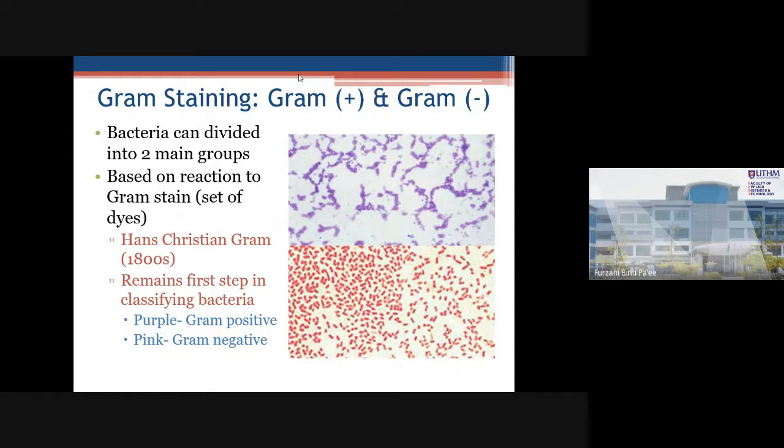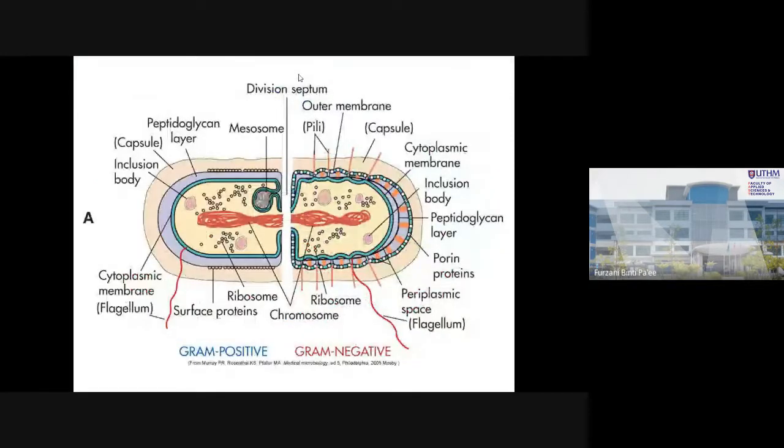The result is, if the cells are stained purple, then it is a gram positive bacteria. But if the cells are stained pink, then it is a gram negative bacteria. So this is a figure showing the composition of the bacteria, and on the left hand side is the gram positive and the right hand side is the gram negative.